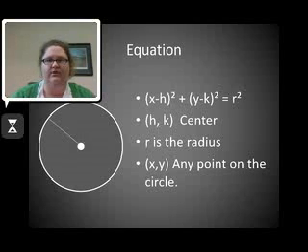So, the equation of a circle. As we've been reviewing in class, we've discovered that the equation of a circle is (x minus h) squared plus (y minus k) squared equals r squared. The center point is located at (h, k). r is the radius. And as with any function that you can graph on the coordinate plane, (x, y) is the location of any point on that particular circle.